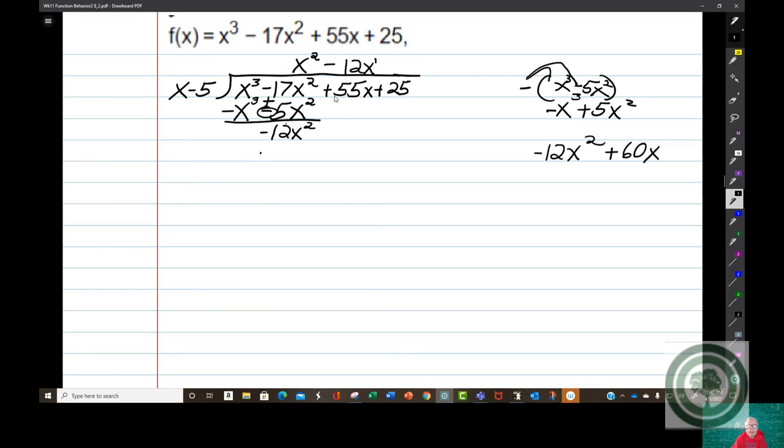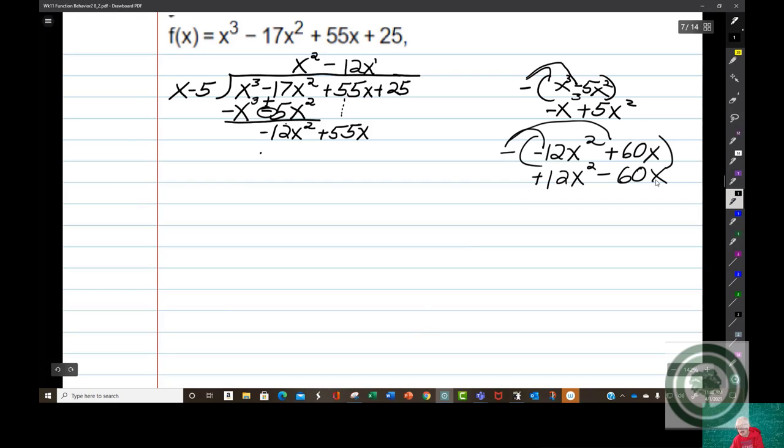Perfect. Now, something I neglected to do was what we have to do when you do long division with numbers: you bring down the next term. And then I'm going to subtract negative 12x squared plus 60x. And that will give me positive 12x squared, minus 60x.